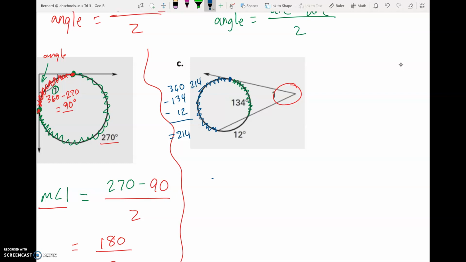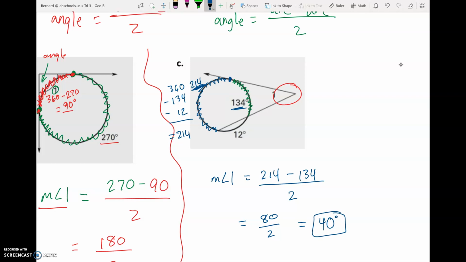And so now our angle, which is measure of angle 1, always equals big arc, so 214, minus little arc, 134. And remember, we're always talking about the arcs that are in between the sides of our angle. So big arc minus little arc divided by 2. 214 minus 134 is 80. So we have 80 divided by 2, and 80 divided by 2 is 40 degrees.